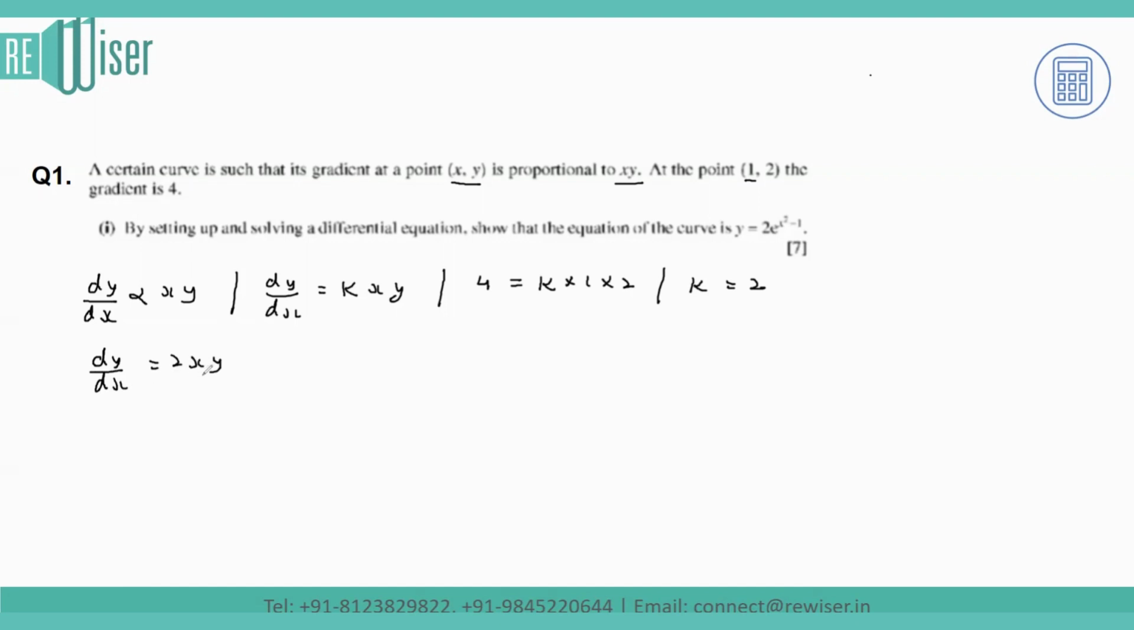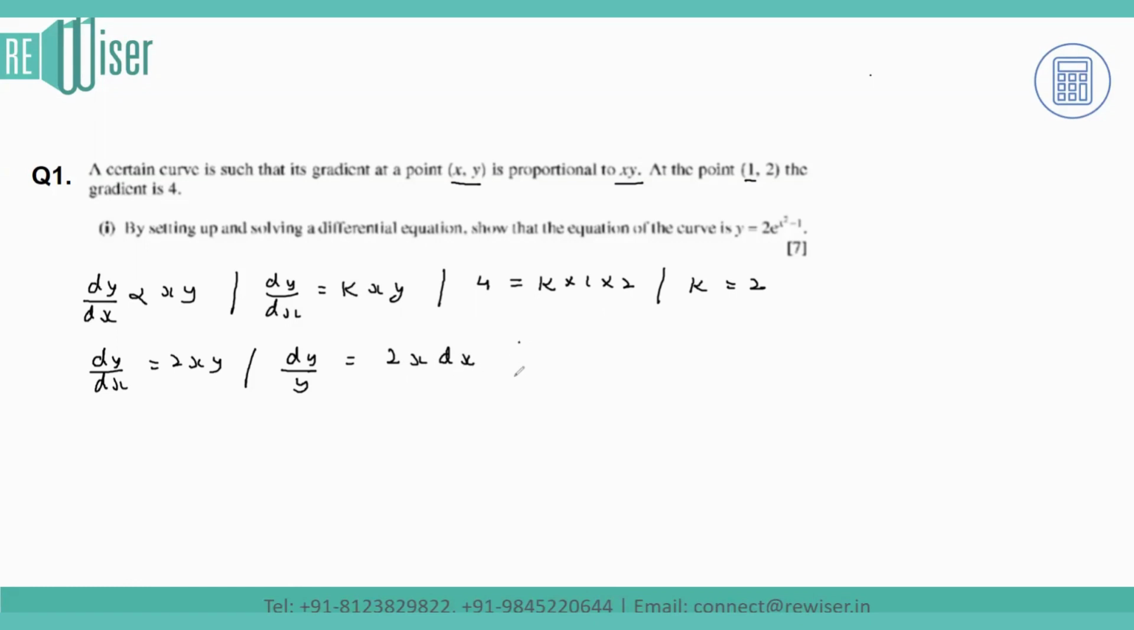So we'll put all x on one side and all y on the other side, that means applying separation of variables. So that can be written as dy/y equals 2x dx. Now, we need to integrate both sides, and at the point (1, 2), we know that the gradient is 4. That means the point (1, 2) lies on the curve.